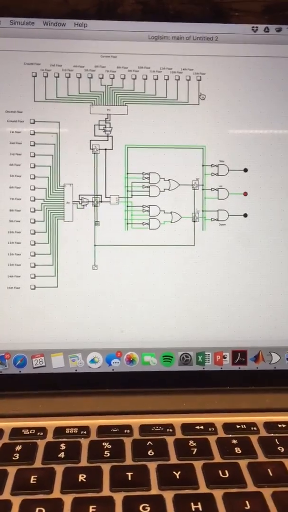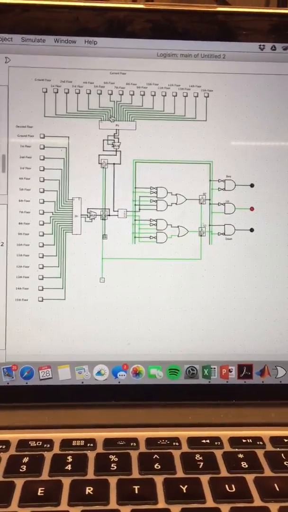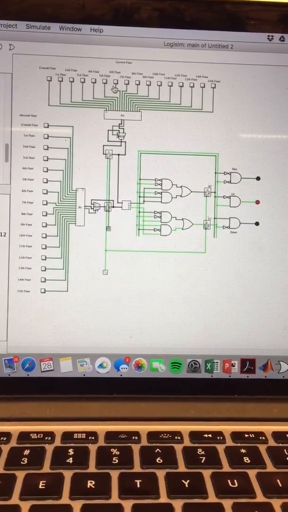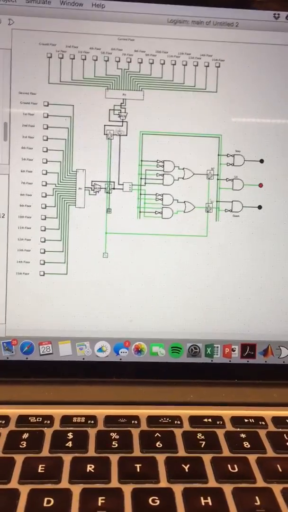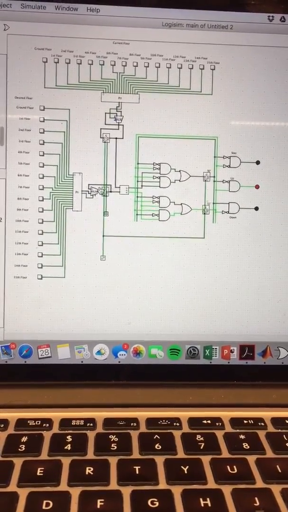So there are 3 different cases that we can consider for this elevator. The first case is if the current floor is greater than the desired floor. Second case is if the desired floor is greater than the current floor. Third case is if they're equal. This first case I've just demonstrated, which is where the current floor is less than the desired floor.